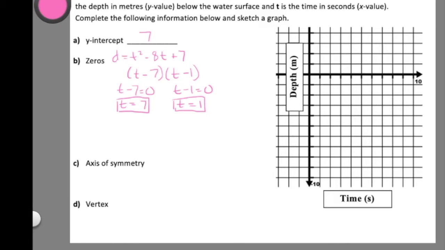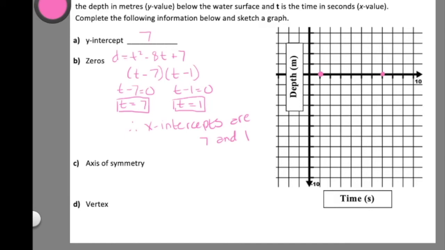Those are going to be my x-intercepts. So we can even write, therefore, x-intercepts are 7 and 1. I can plot those on here because I'm going to need them later anyway. So I can plot 1, and then 1, 2, 3, 4, 5, 6, 7. The other one's going to be right over here. That's going to be helpful for when we have to graph it.